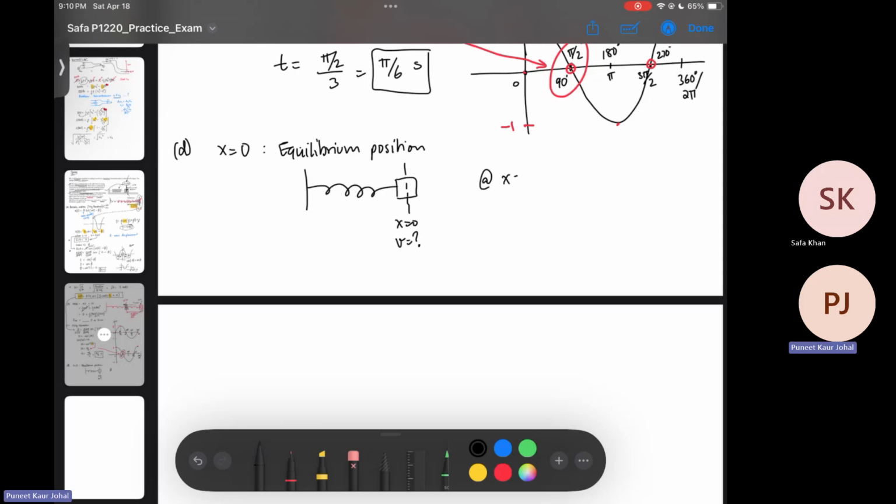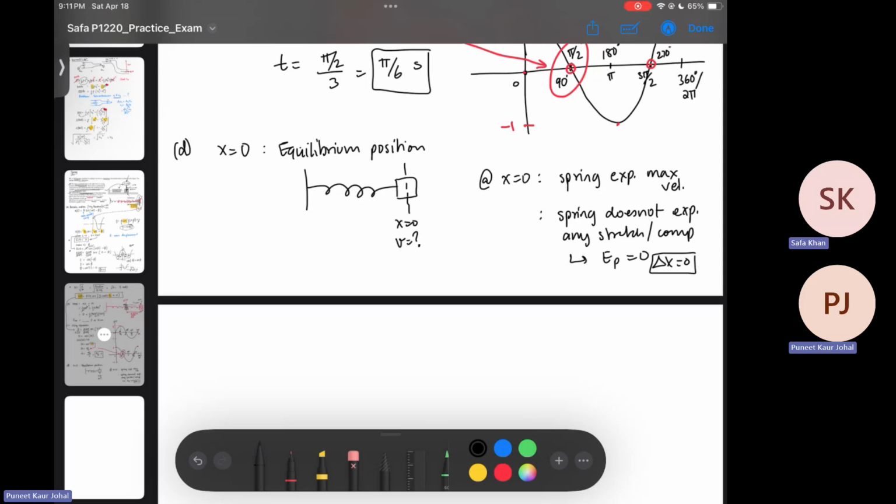So at x equals 0, the spring experiences maximum velocity. It's just a fact, which means there will be some velocity. You don't need to know what it is, we'll calculate that. But also, the spring does not experience any stretch or compression, meaning potential energy is going to be 0 because delta x is 0, right? There's no stretch or compression.